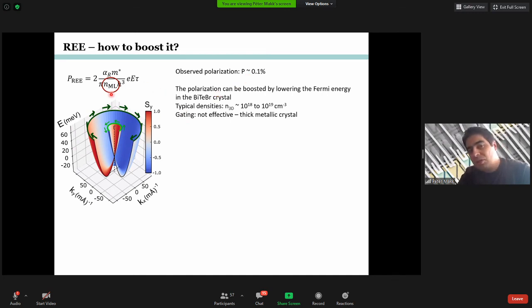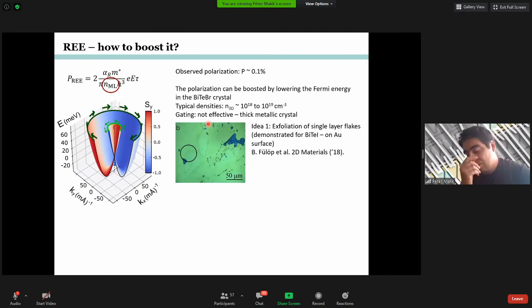Now to boost the signal, either you have to apply larger electric fields, as the resistance of this material is quite small, or you would have to decrease the density. That would be even nicer. So now, as I said, there's some challenge in gating these samples because these are thick ones. So either you try to exfoliate thin ones. This is really challenging. I think we never went below 20 nanometers.